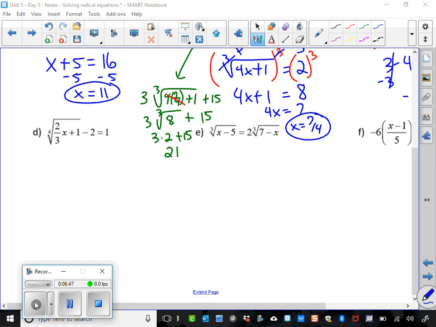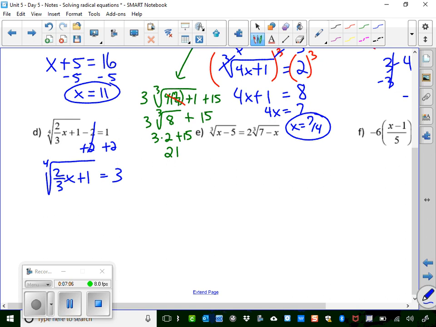All right, so letter D, notice it has a 4th root. So I'm just trying to expose you to all the different types of radicals that you could see. So you can see that minus 2, the subtraction of 2 is hanging out to the right. So I'm going to have to add 2 to clean that off. All right, so I still have a 4th root, and don't worry, 2/3 x, that fraction is fine, plus 1 equals 3. So now it's time to get rid of the radical.